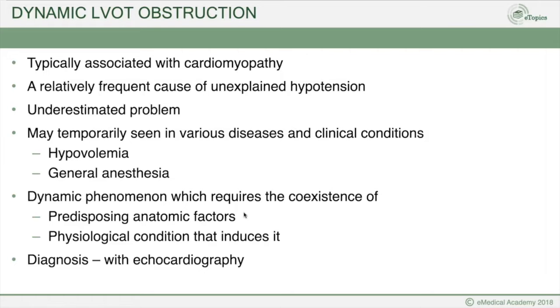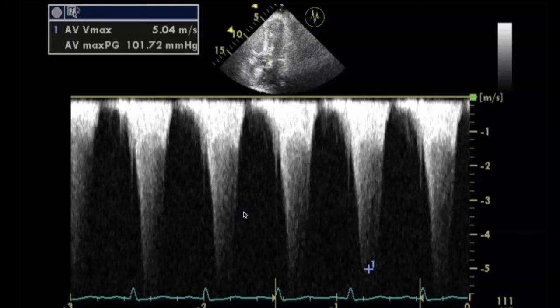And diagnosis is with echocardiography, as we just demonstrated. Now, when you interrogate the obstruction in our patient, we did interrogation with continuous wave Doppler across the aortic valve, and you can see a very high gradient between the left ventricle and the ascending aorta, as high as 102 millimeters of mercury, which is similar to critical aortic stenosis. That's the analogy.